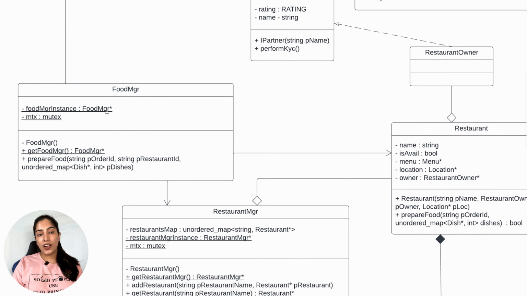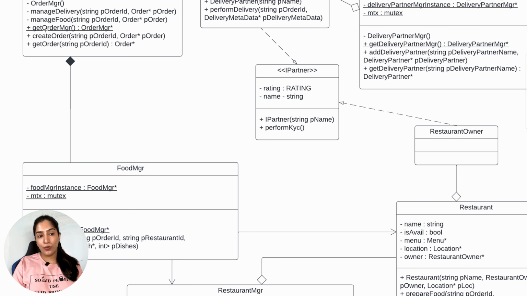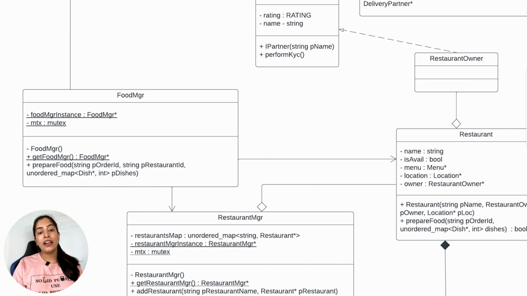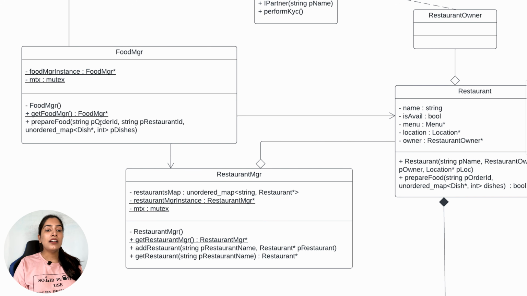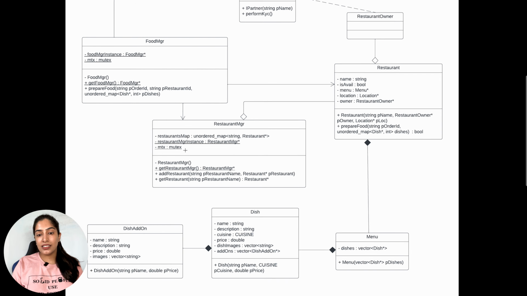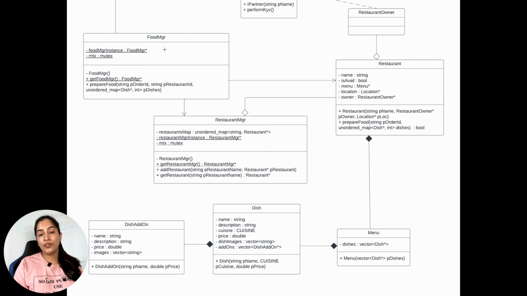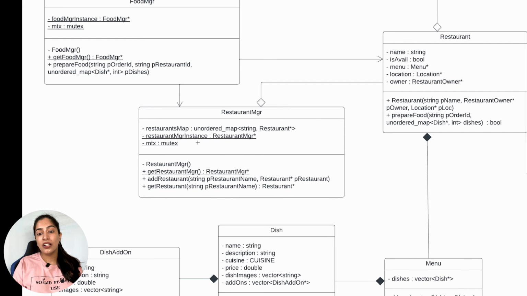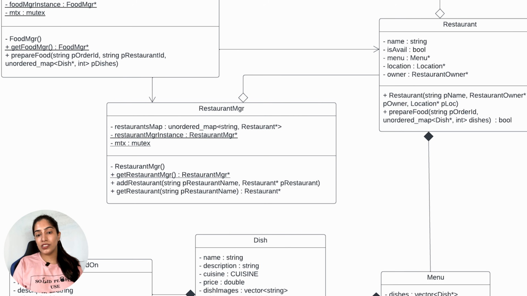And the function that order manager is going to call from here is prepare food, that we had seen on the whiteboard as well. We had passed order ID, restaurant ID, and the map of dishes, correct? And as we had discussed, it's the same thing as it is. So the food manager is going to go to restaurant manager. The restaurant manager has a map, which is restaurant ID and the restaurant pointer. And then there is a restaurant manager instance.